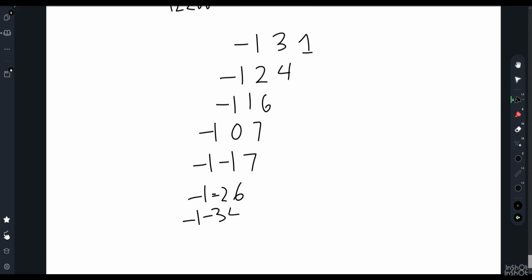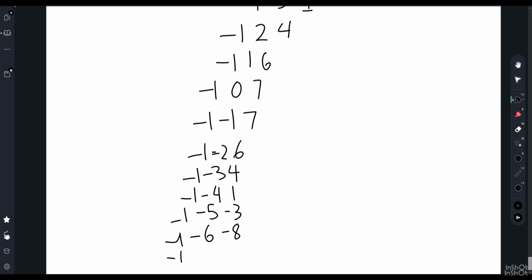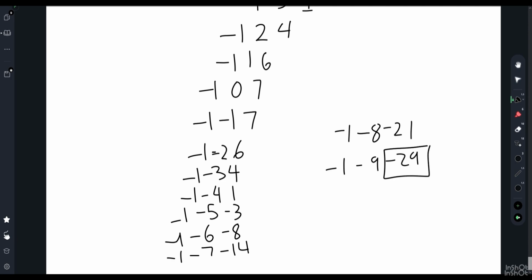Negative 1, negative 3, 4, negative 1, negative 4, 1, negative 1, negative 5, negative 3, negative 1, negative 6, negative 8, negative 1, negative 7, negative 14, negative 1, negative 8, negative 21, and negative 1, negative 9, negative 29. This is going to be our answer.